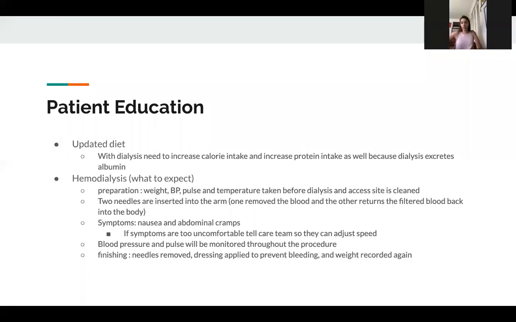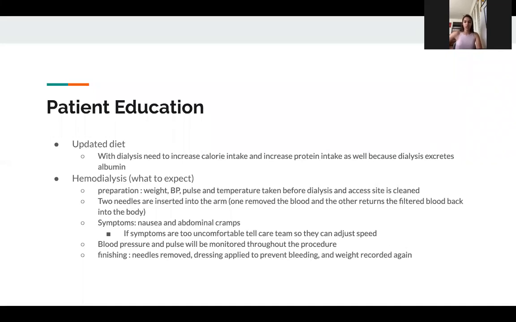All right, and so now we'd have to include more patient education, and obviously one of the biggest would be to update the diet. With dialysis, there is a need to increase calorie intake, and also to increase protein intake, because during dialysis the albumin is excreted, so we want to mention that. And then also just a little bit about hemodialysis and what he can expect.